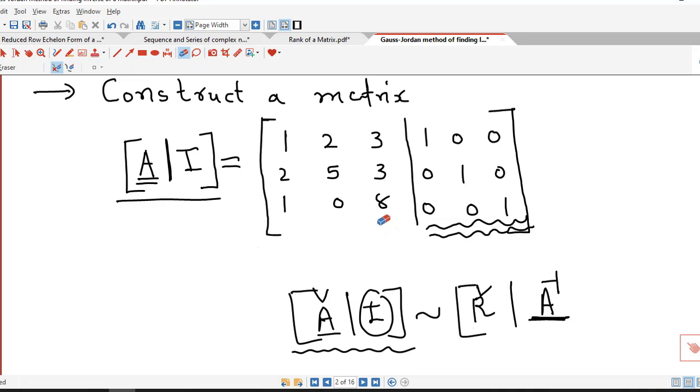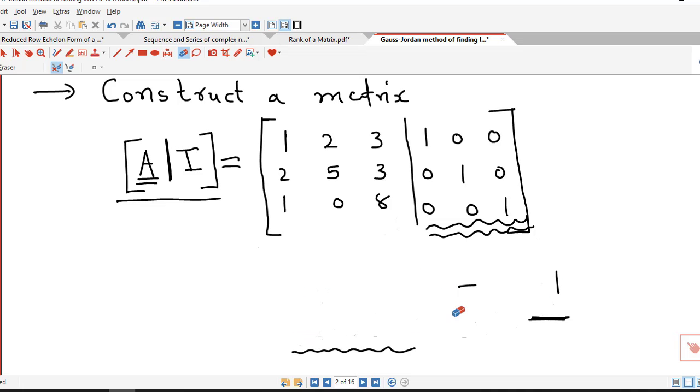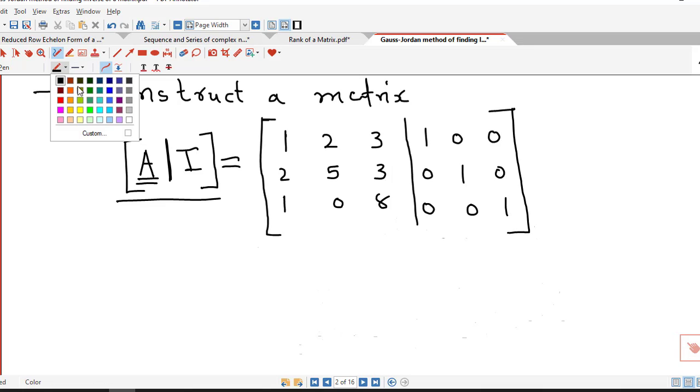We have to start by constructing a new matrix in this way, capital A in parallel identity matrix, and then we have to apply elementary row operations to convert this matrix capital A into reduced row echelon form, and those operations will be applied to whole matrix. So now we start by applying elementary row operations to this matrix.